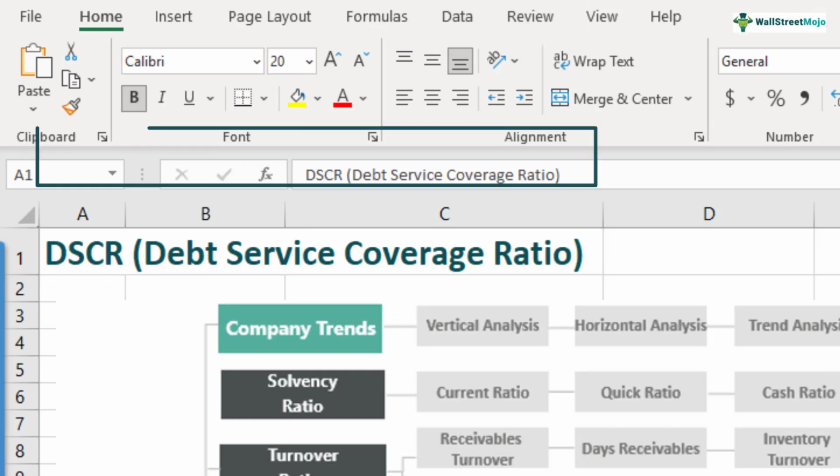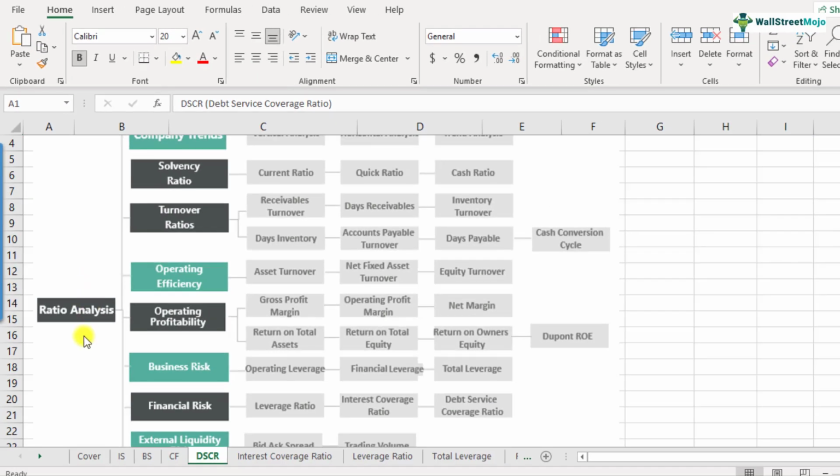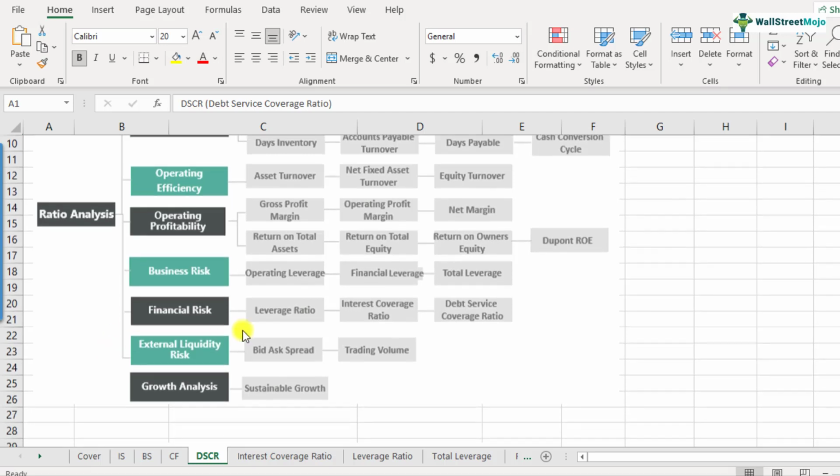What is DSCR or debt service coverage ratio? DSCR is basically a part of the ratio analysis framework, and it comes into the financial risk category. In our previous videos within the financial risk category, we have looked at the leverage ratio and the interest coverage ratio. Leverage ratio looked at how the capital structure of the company was, like how much is the debt and how much is the equity, and we calculated the ratio to find out whether the company was over leveraged or under leveraged, and how that position impacted the income statement, right?